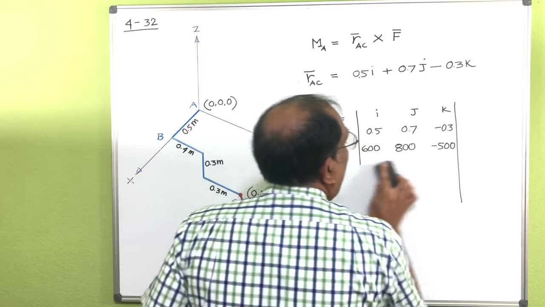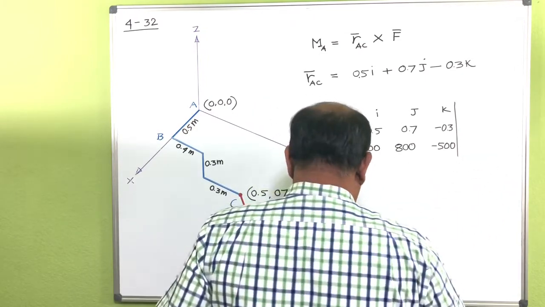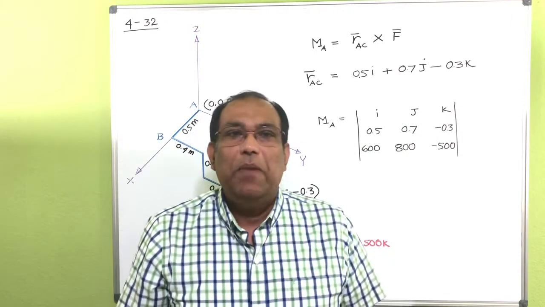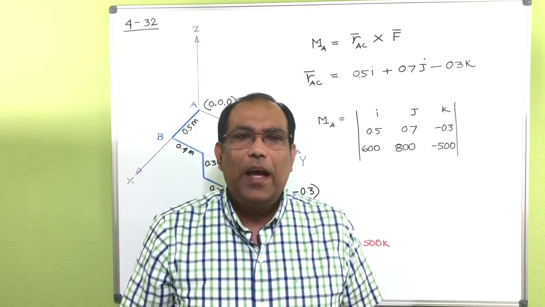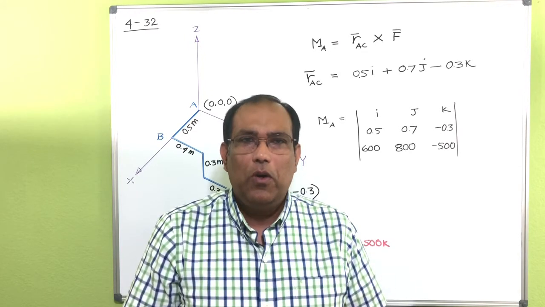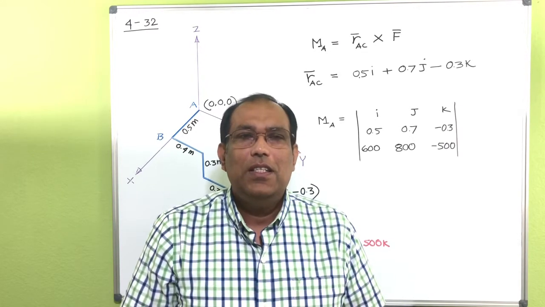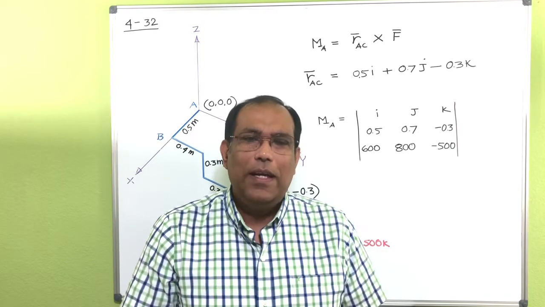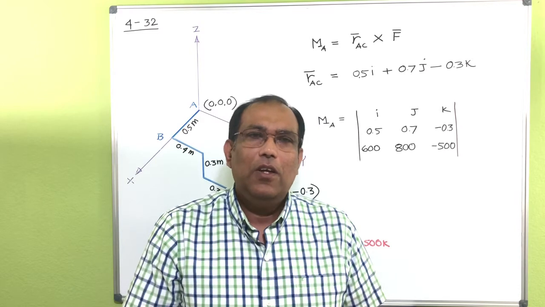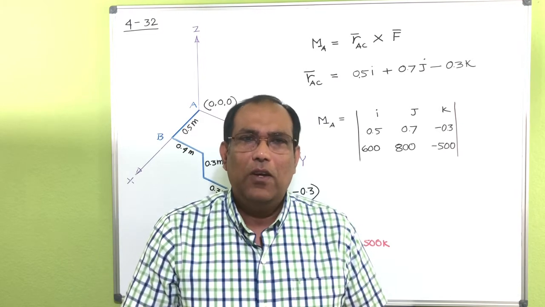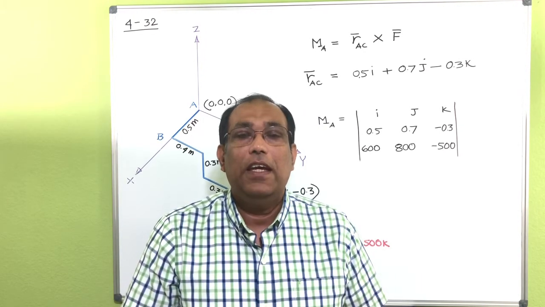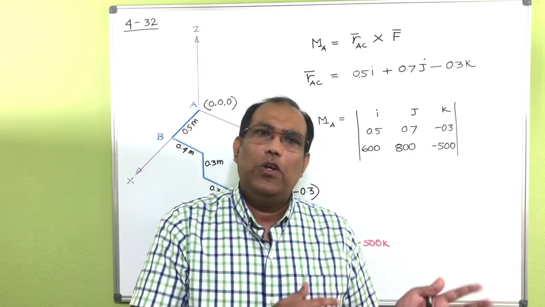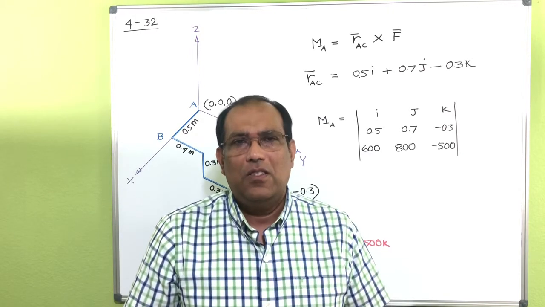Now you have to find the determinant of this 3-by-3 matrix. I know many of you already know about matrices. If you don't, just go back to your vector analysis or this book and see the theory of how you can find the determinant of a 3-by-3 matrix. It's not that difficult. I'll just show you here so that you can understand.